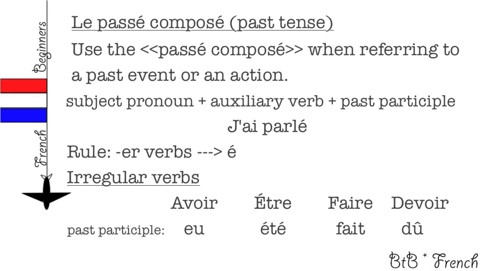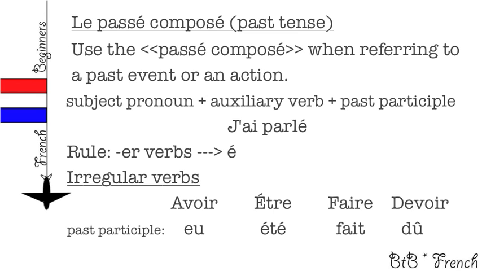The rule is when forming past participles with verbs that end in er, you remove the r at the end and then you put an accent aigu on top of the e, which transforms it into a past participle. An example you can see, parler.